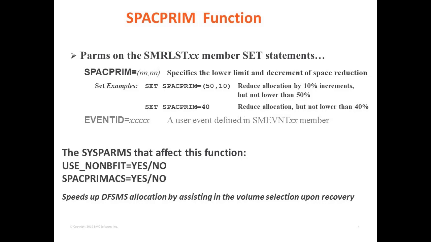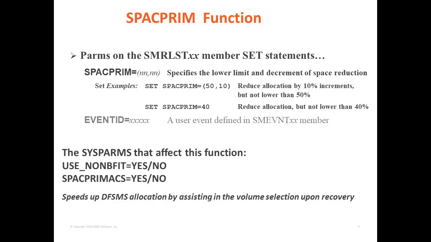This is the second value and the decrement value. The second value is the floor limit, or the lowest allowed value of space before failing the allocation. If only the floor limit is specified, the decrement value will be 10%. This is true of SPACSECR and SPACSWIR, which we will discuss later.